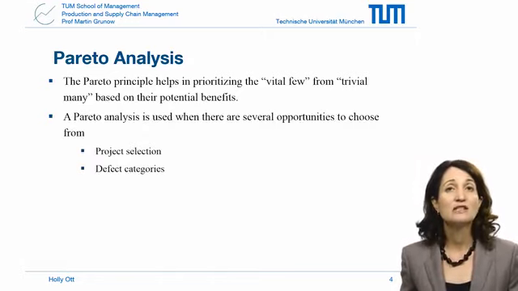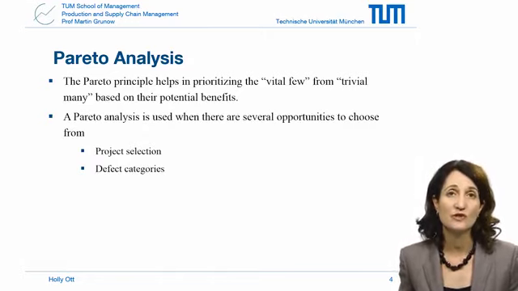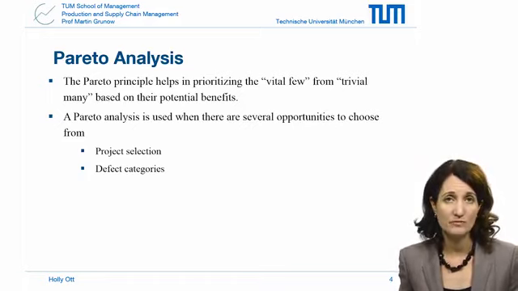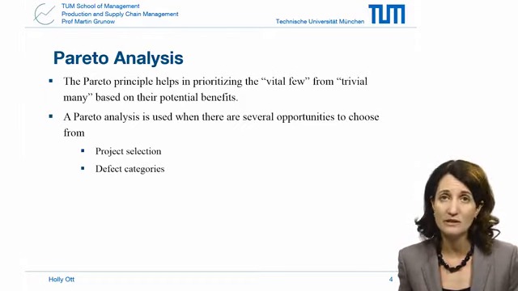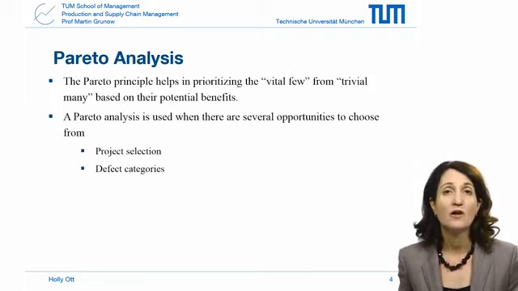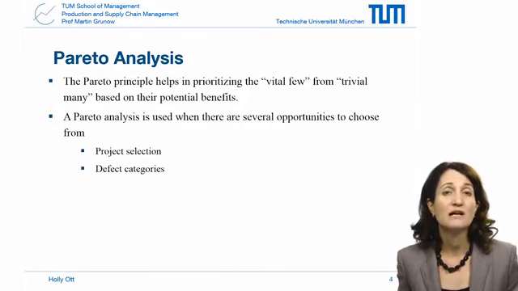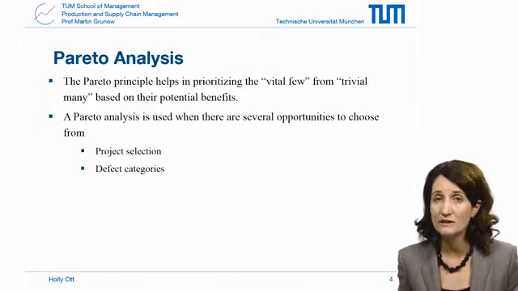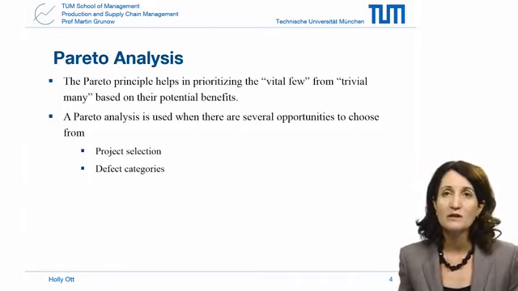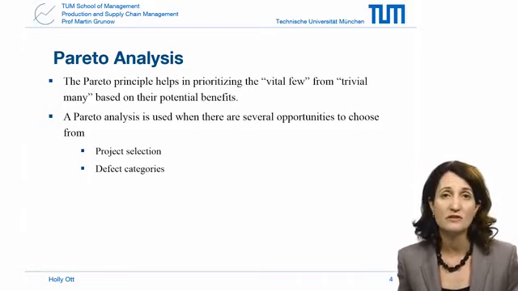The Pareto analysis is used when there are several opportunities to choose from. For example, one project may have to be chosen as the first one from several project opportunities. Or one defect category may have to be addressed first from among many defect categories. A Pareto analysis allows you to focus on the most frequently occurring defect types. It helps you to decide which assignable causes, for example, defect types to eliminate first, or in the other case, which project to start first.